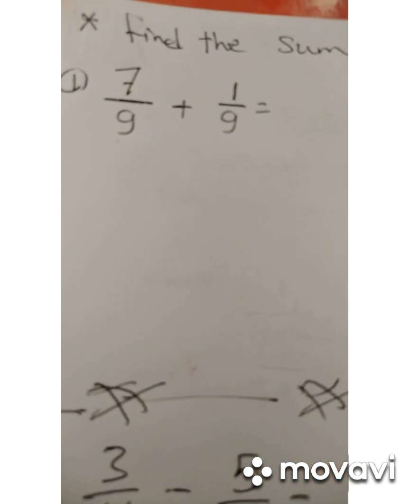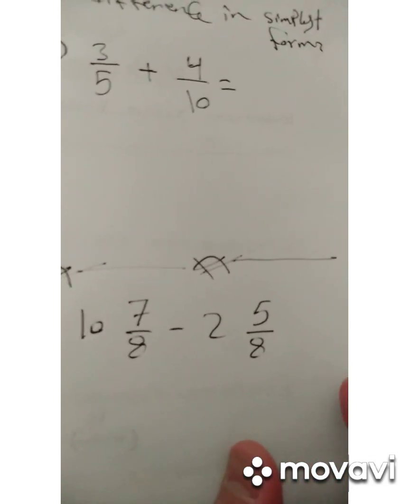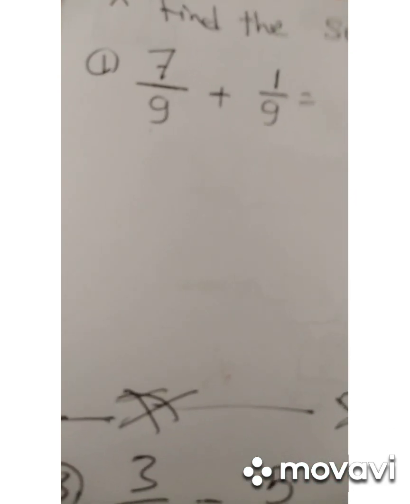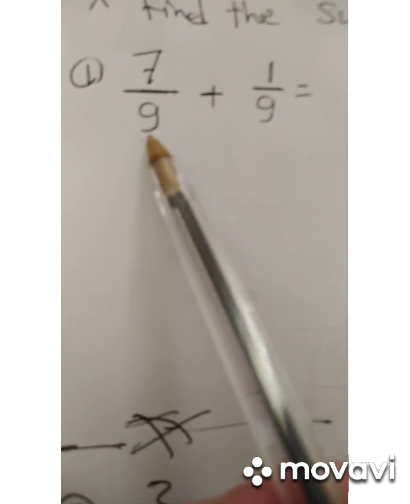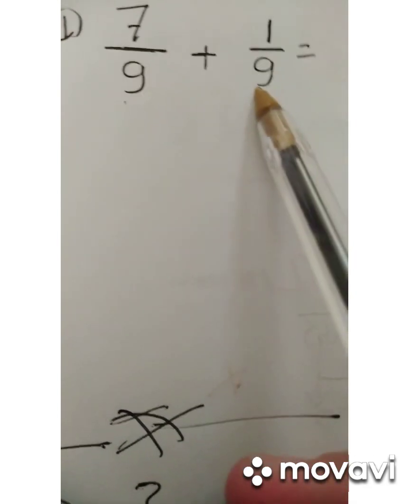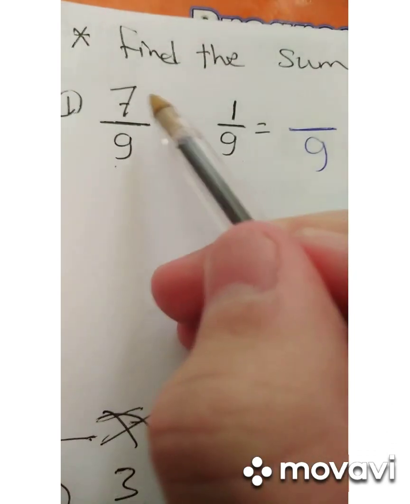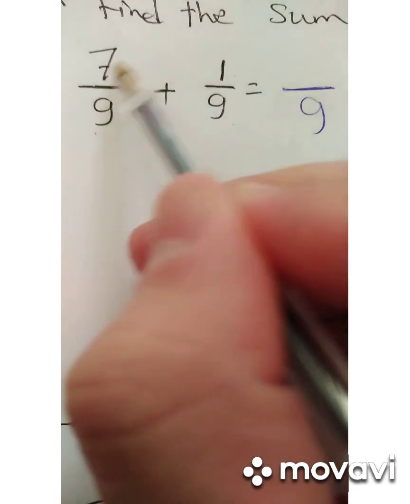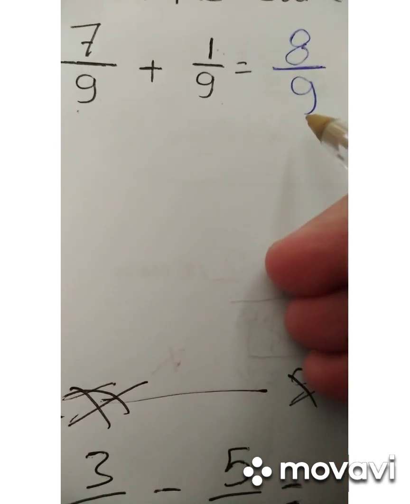Now another example. Find the sum or the difference in simplest form. Number 1. 7/9 plus 1/9. At first, look at the two denominators. Are they the same denominator or unlike denominators? Yes, 9 and 9, they are the same. So put the same denominator, 9, and directly add 7 plus 1. 7 plus 1 equals 8. So it will be 8/9. Is it in simplest form?